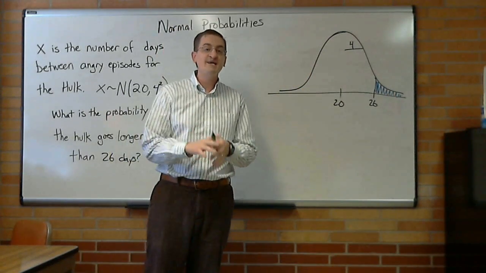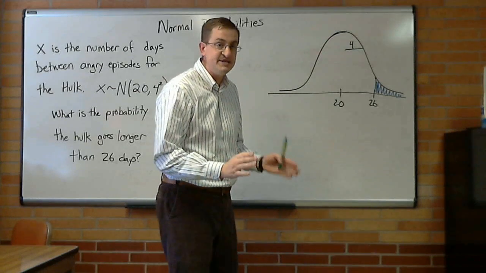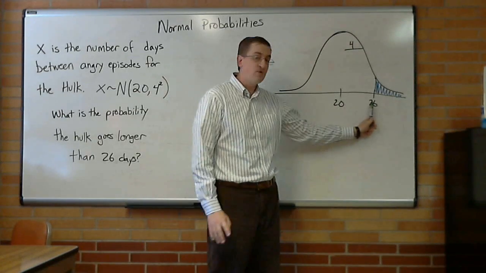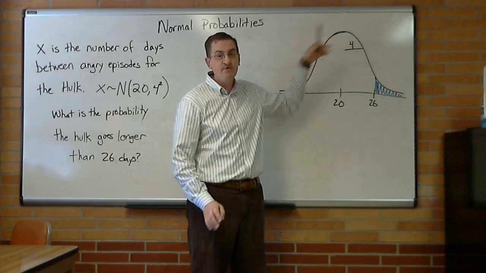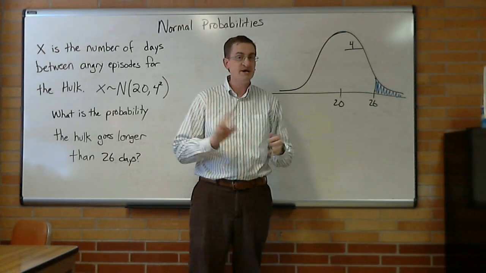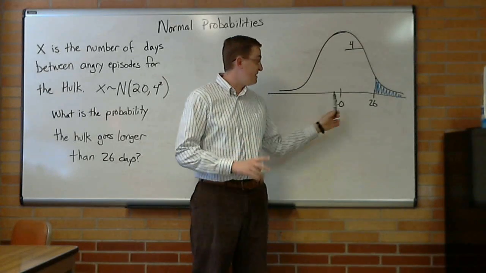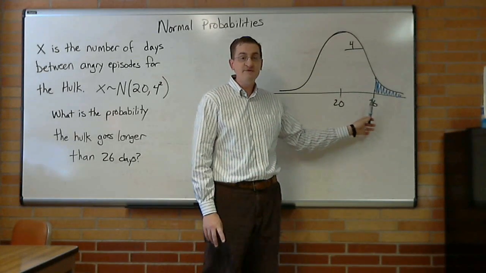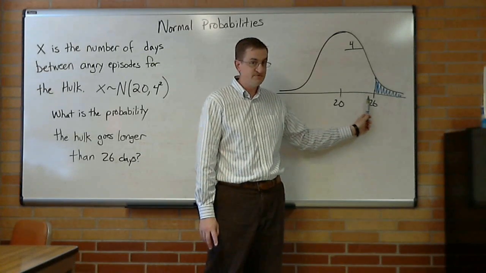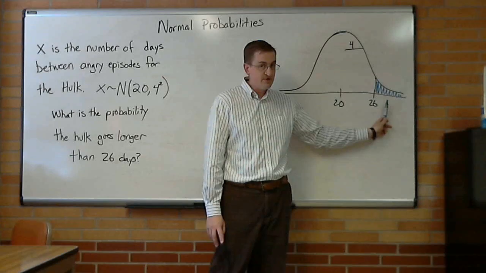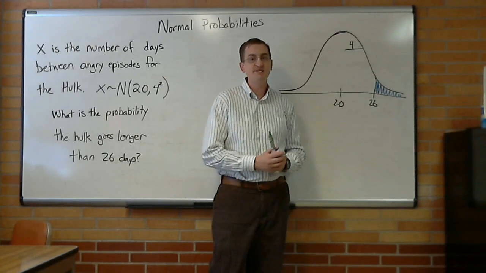Let's see if we can get it exactly. In order to get it exactly, I need to tell the computer exactly where I stopped. I don't want to tell the computer 20 and 4 and have to change that every single time. So instead I'm going to tell the computer how many standard deviations I had to go. Was it 1 standard deviation? No, that's not enough. 2 standard deviations? No, that's too much. Exactly how many standard deviations?